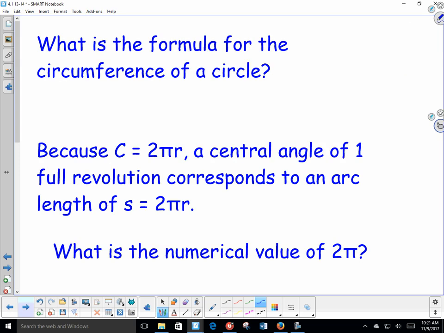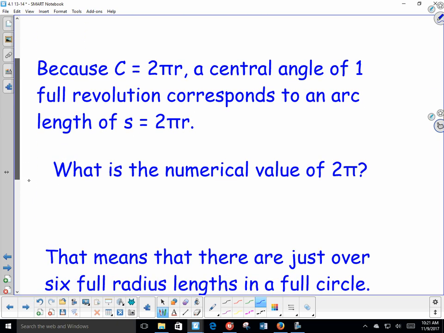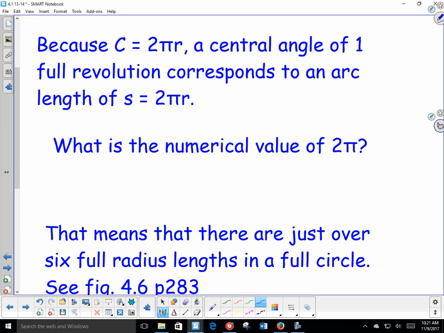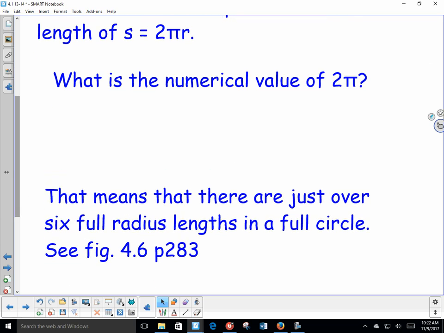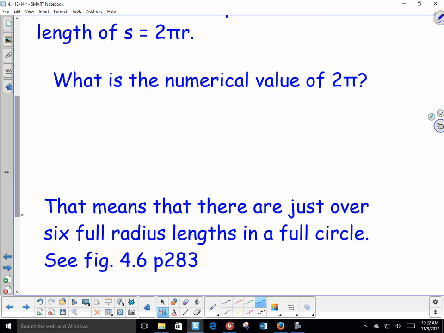So what else did you learn? You had the formula for the circumference of a circle is 2 pi r. Because C equals 2 pi r, a central angle of 1 full revolution corresponds to an arc length of S equals 2 pi r. So what is the numerical value of 2 pi? Was this on the video? I feel like we learned this in the podcast.